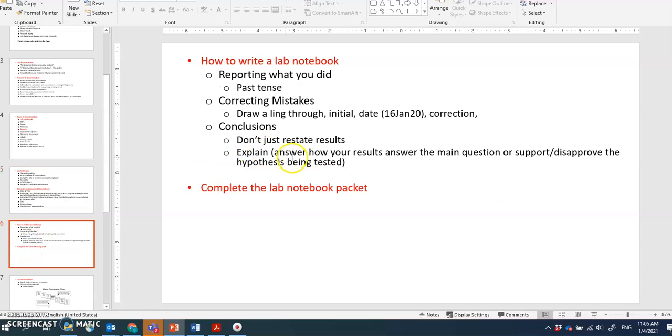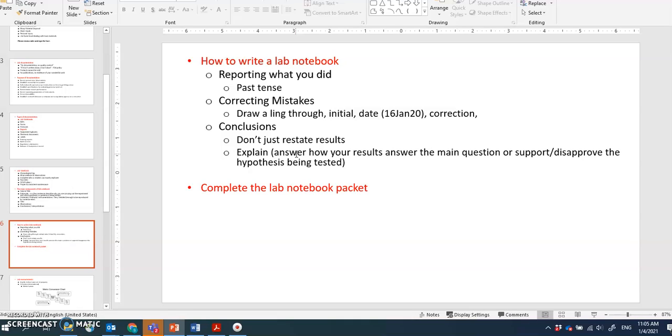Okay, and then how to write a lab notebook, I told you. So normally you write in past tense in your sentences. Okay, it's not I am doing this right now. No, you're not doing it right now. You're writing it after the experiment is done. So you probably already did. So my micropipetting experiment was done this way. So it should be a past tense.